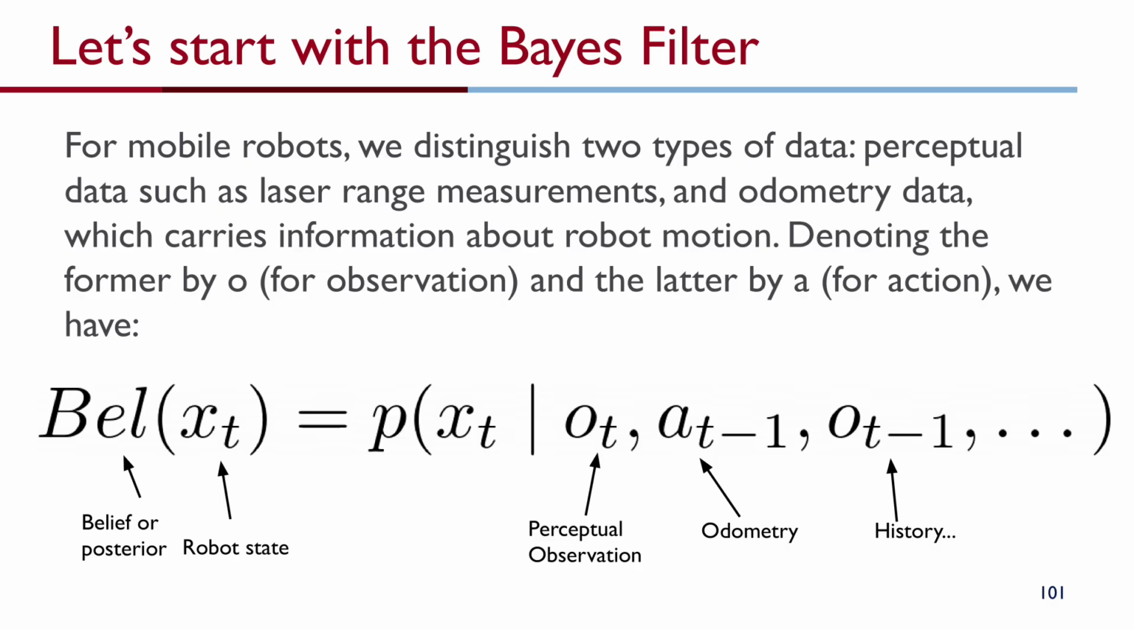Observations could be camera images, LiDAR ranges, or ultrasonic distances, essentially anything measured by sensors. Actions come from odometry, which converts wheel rotations into velocities or traveled distance. In summary, belief at time t is the posterior distribution of the robot's state given all past observations and actions.